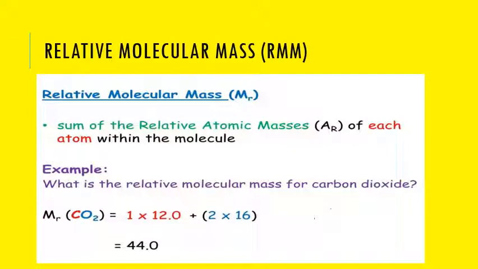So now we have the relative molecular mass, which is the sum of the relative atomic masses of each atom within the molecule. So for carbon dioxide, we have the mass of carbon, which is 12, and there's only one atom of carbon, so you multiply that by 1. Okay, and then you have the number of atoms of oxygen, which is 2, and you're going to multiply that by the mass of oxygen, which is 16. And then you're going to add the two products, and that's going to give you your RMM, your relative molecular mass, which is 44.